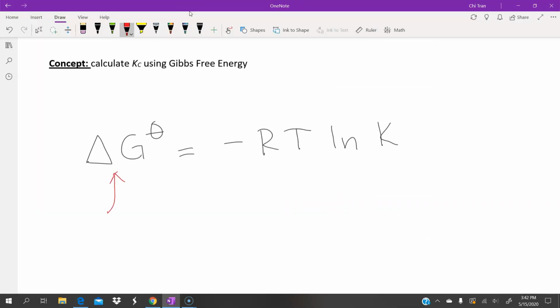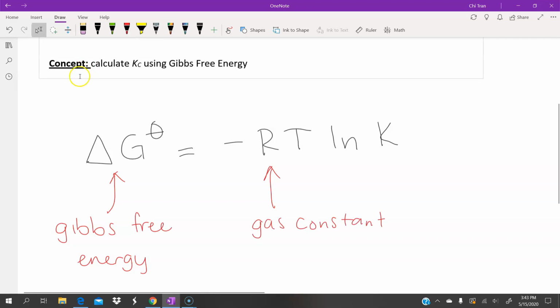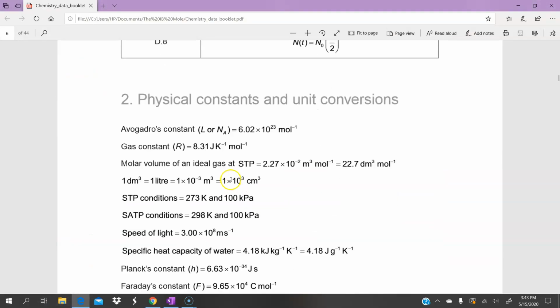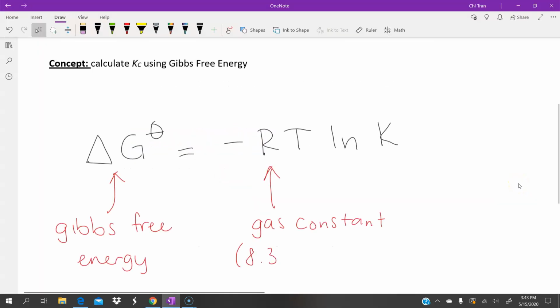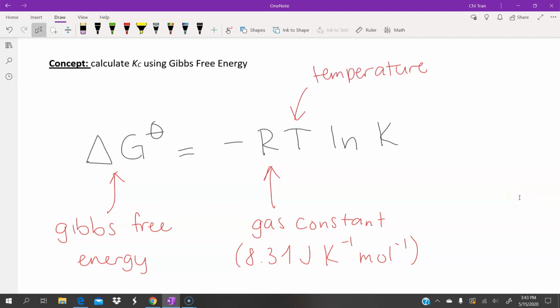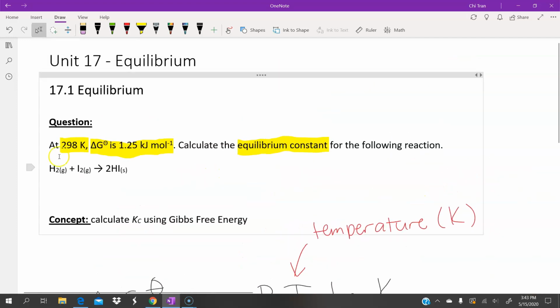So our equation states that the Gibbs free energy is equal to negative gas constant. And if we were to look at the second section of our data booklet, we can find the gas constant value right here, which is 8.31 joules per Kelvin per mole. And T is for our temperature, and the units is in kelvins, times ln K, and K is our equilibrium constant. So if we were to go back to our question, it gives us both the temperature, our T value, and the Gibbs free energy value.